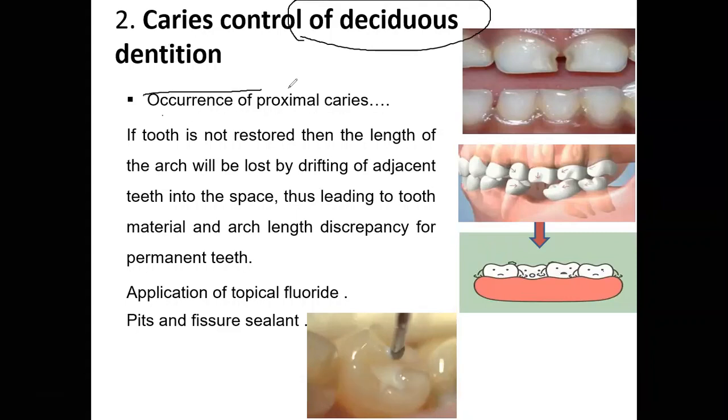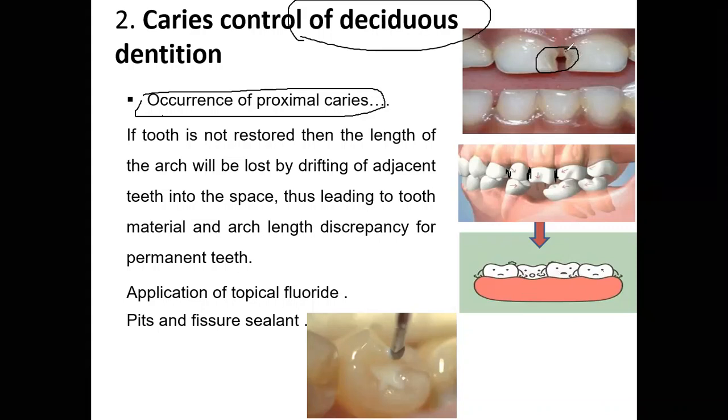If there are proximal caries present. What are proximal caries? The caries which occur at the proximal surfaces of the teeth. These surfaces are called proximal surfaces, like this surface. Can you see here? Proximal surface. So if caries are present over the proximal surfaces, how do we treat them and how will they cause a problem? If you focus on this diagram, this is the proximal caries.